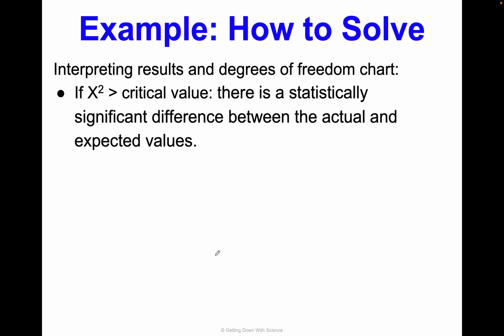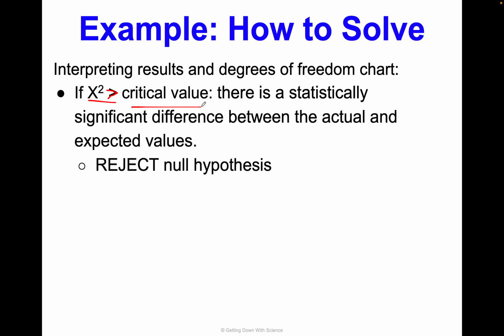So how do we interpret these results? If your chi-square value is greater than the critical value, there is a statistically significant difference between the actual results and the expected results. So we are rejecting the null hypothesis. We are saying there is some difference between what we see and what we expect. There's something going on here. There is a difference. So we reject the null hypothesis.